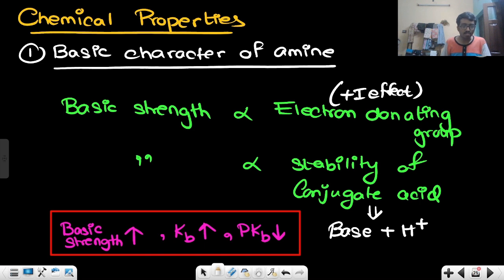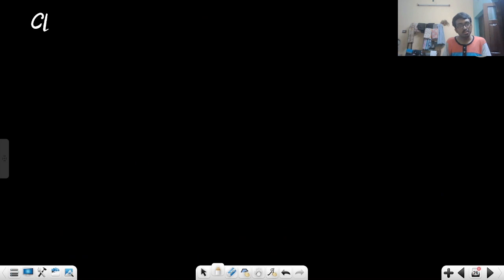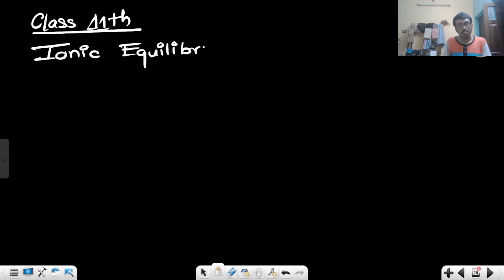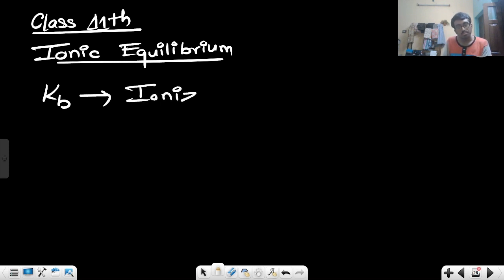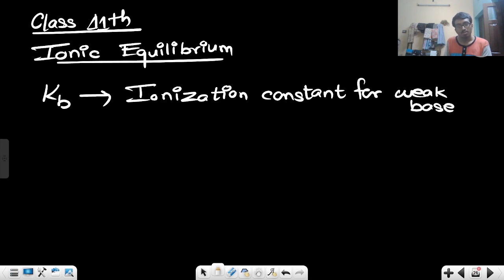Alright. Now you see here I have written one important thing. Very important. Basic strength increases, Kb will increase. What is Kb? I am telling. pKb will decrease. Now what is Kb? What is pKb? Class 11th. Ionic equilibrium. There was a chapter. In ionic equilibrium, you have learned these two terms. Kb, pKb, Ka, pKa. What is Kb? Kb is ionization constant for weak base. And if I talk about pKb, then pKb is nothing but minus of log Kb.